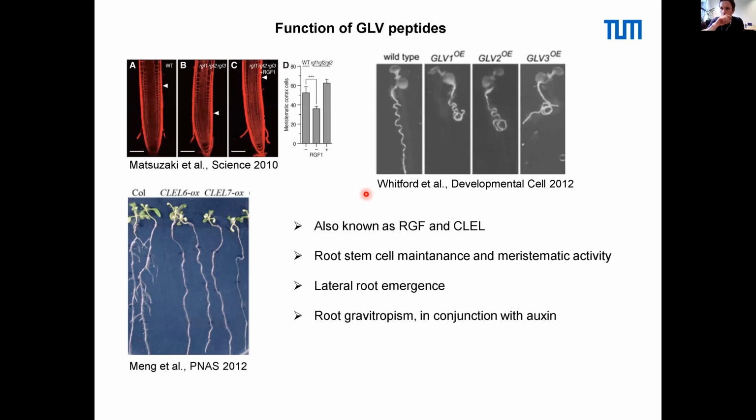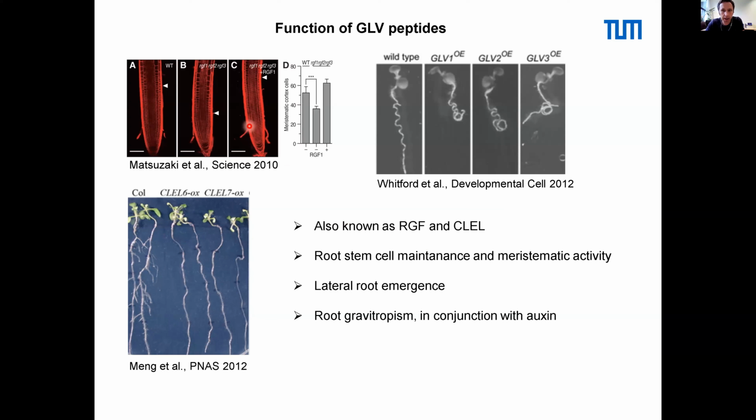So what are the known roles of these peptides? They've been identified by different groups around a decade ago to be important for several aspects of root growth regulation in Arabidopsis. Based on these different groups that have identified these peptides, they have a quite complicated nomenclature and have 3 different names. So not only Golvans, but also RGFs and Cli-like peptides. But I will only refer to them as Golvan peptides for the sake of this talk.